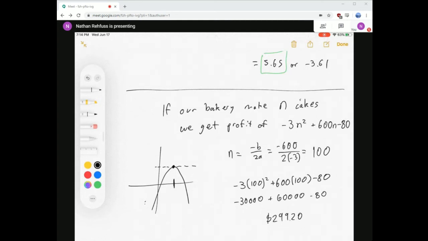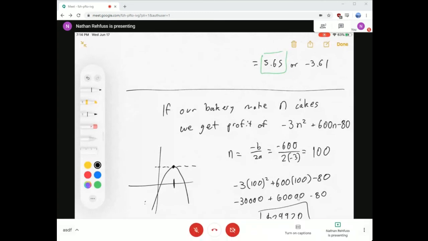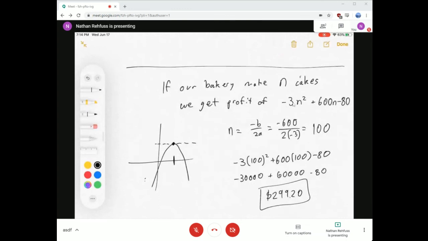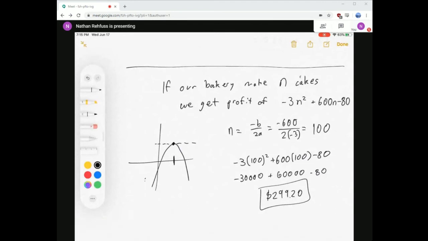That's our profit. And just for fun, I can actually tell you exactly how much. I know if I go to the left or to the right, I'm going to drop. If I go 1 unit to the left or right, I'll drop by 3 because I know how parabolas work, right? So if I made 99 cakes, I would only make $299.17. If I made 101 cakes, I would make $299.17. You can plug it in and check for yourself. So the vertex of a parabola helps you maximize profit in a simple economic model.